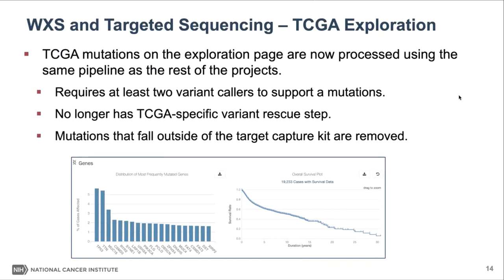Some of these changes include that TCGA mutations now require at least 2 variant callers to support them. So for each mutation you see, those are supported by at least 2 variant callers. There previously was a TCGA specific variant rescue step that is no longer supported. And mutations that fall outside of the target capture kit are removed in the masking step. So those will no longer appear in the portal.